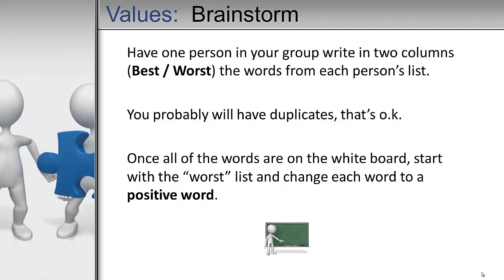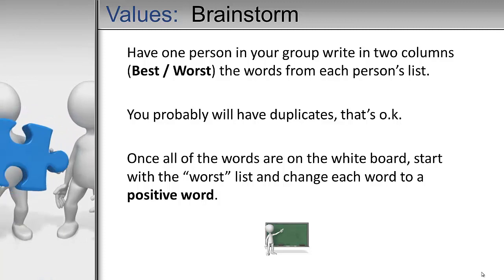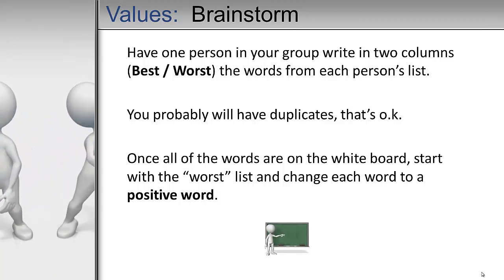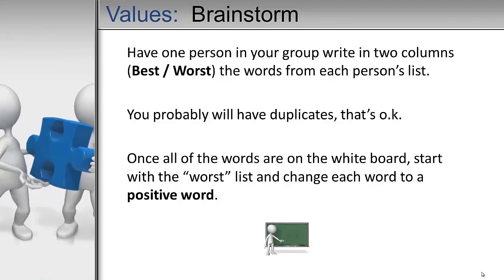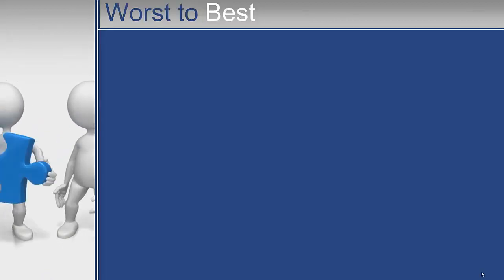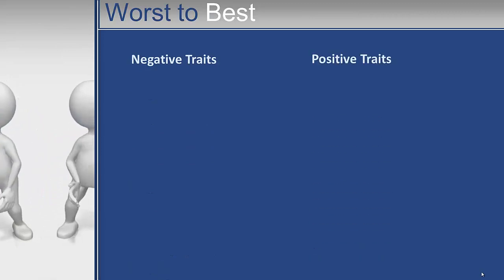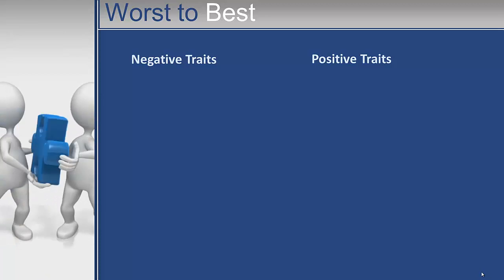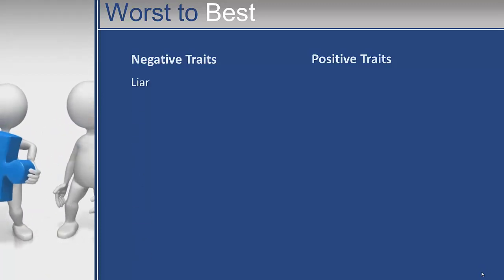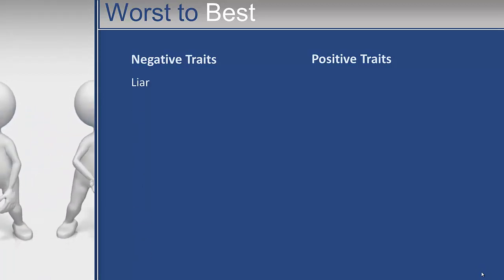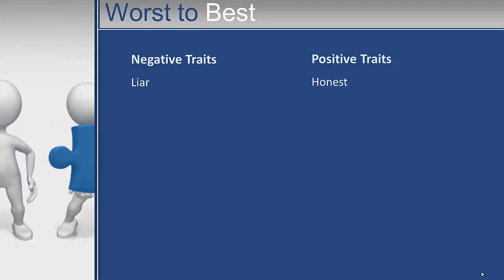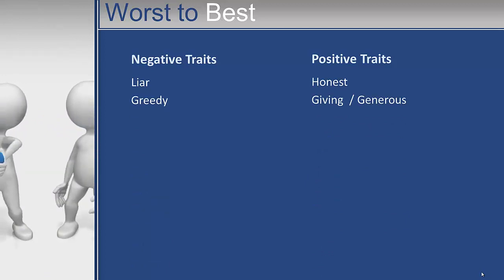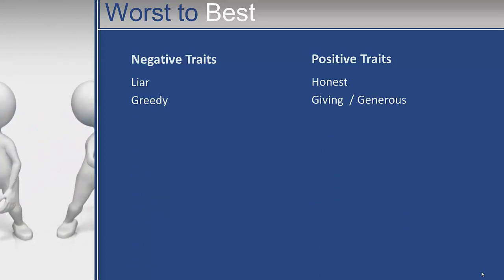You're just creating two master lists on one big board, the best descriptors and descriptions of the worst traits that everyone had on their papers. Okay, so now what we're going to do is convert these negative traits to positive traits. So liar, what would be a positive trait opposite of liar? Well, honest. Greedy, that could be giving, could be generous, and you're going to do this as a group.